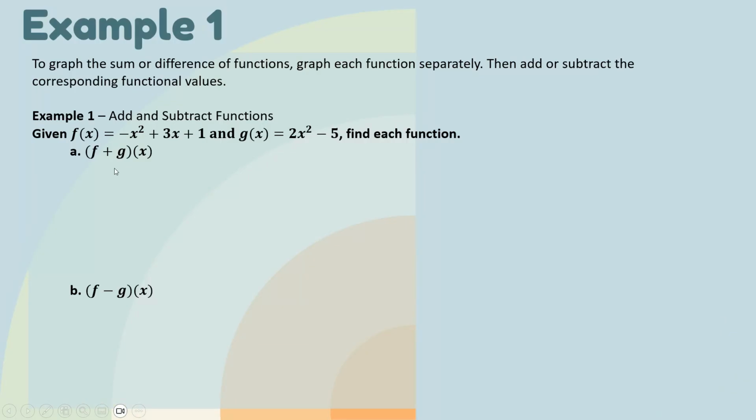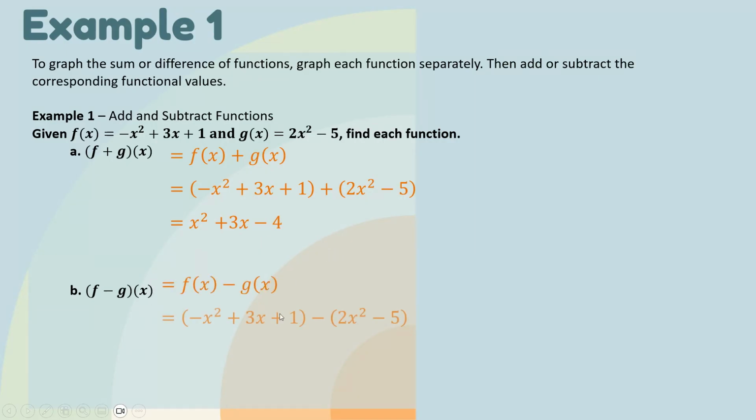For example 1, it says find f plus g of x. That means take f of x function and add your g of x function. So when we're adding polynomials, we're simply going to combine like terms. So negative x squared plus 2x squared combines to give us positive 1x squared. There's no other x term, so we bring down the 3x, and then 1 plus negative 5 is negative 4.